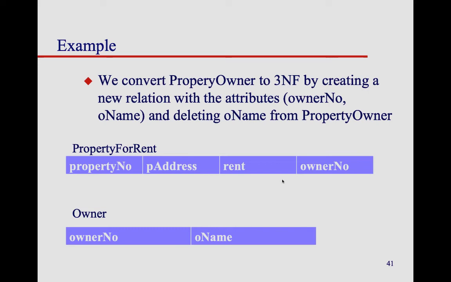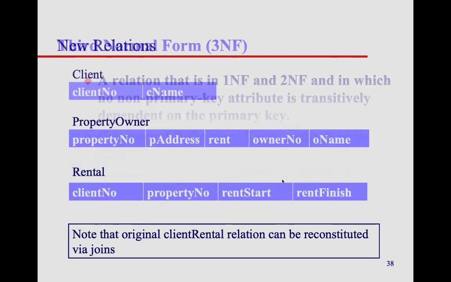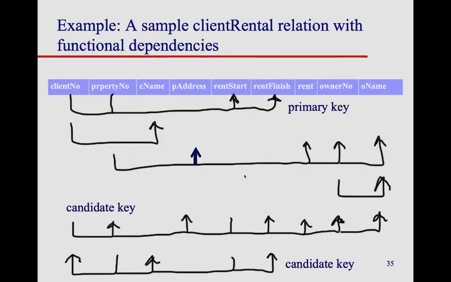Now, the primary key that we choose will determine what is in second and third normal form. In this class, you will end up with the same set of third normal form relations. But if I had changed my primary key from client property number to client number and rent start, I would get a different set of second normal form relations.